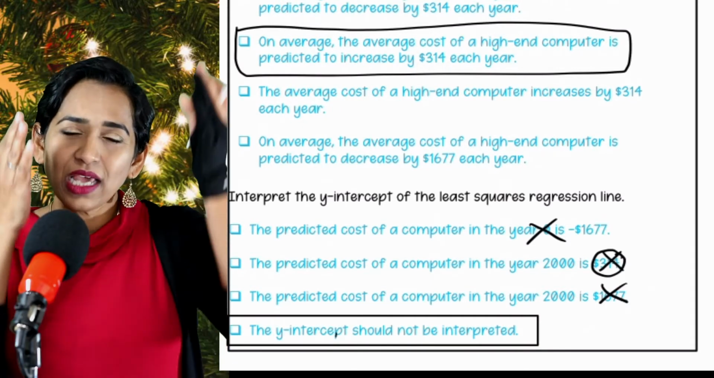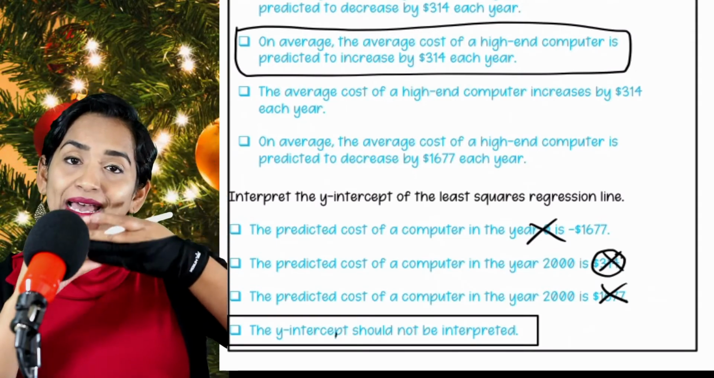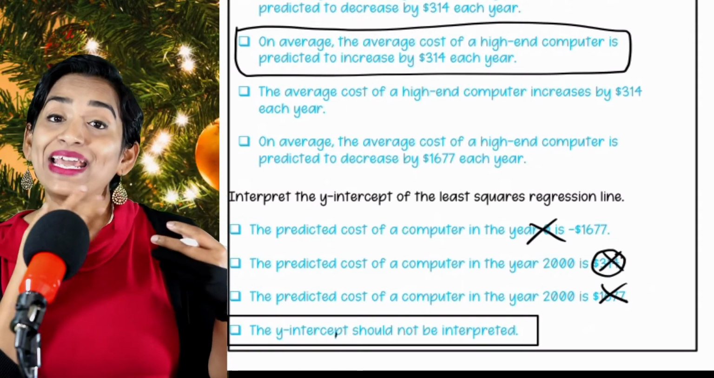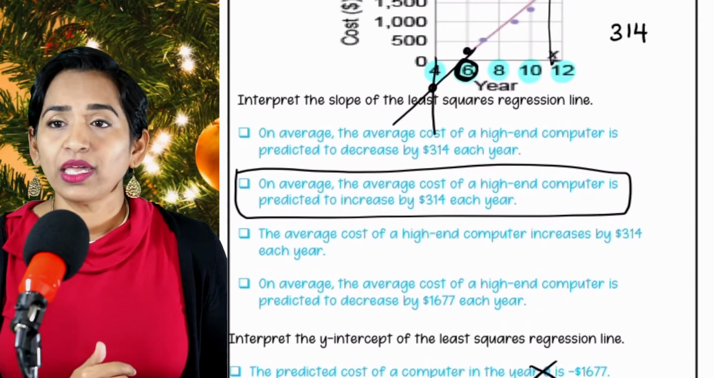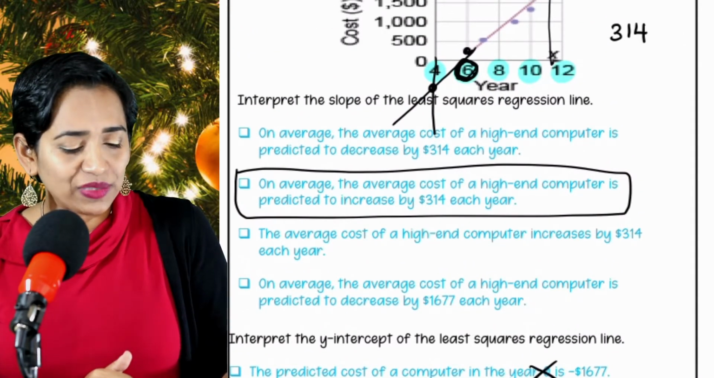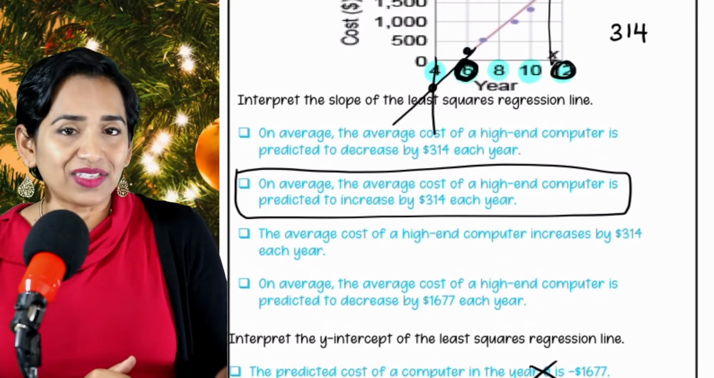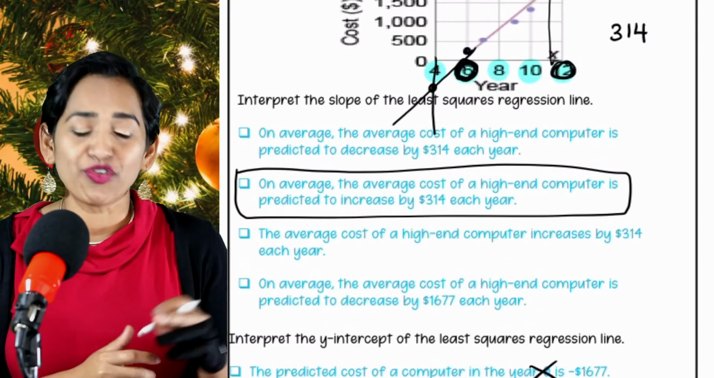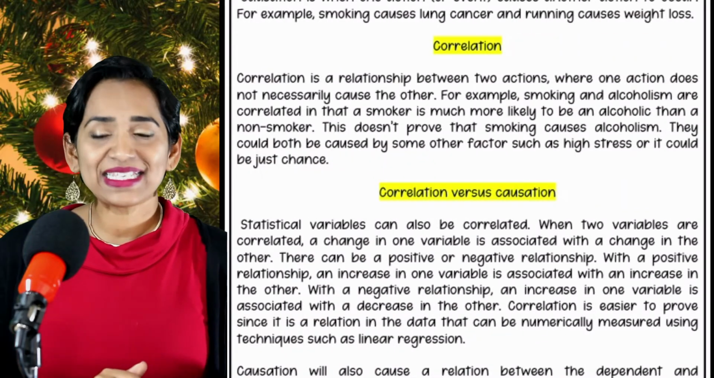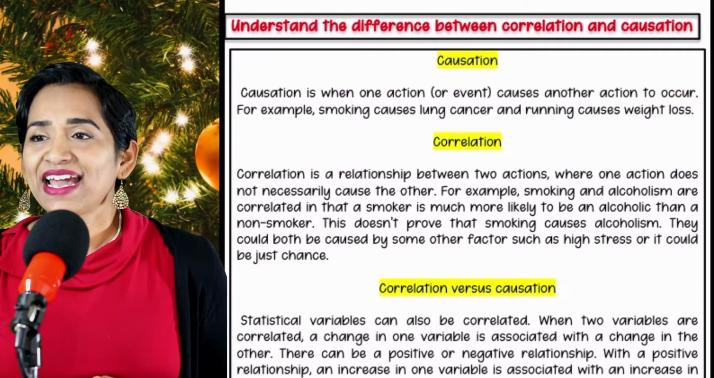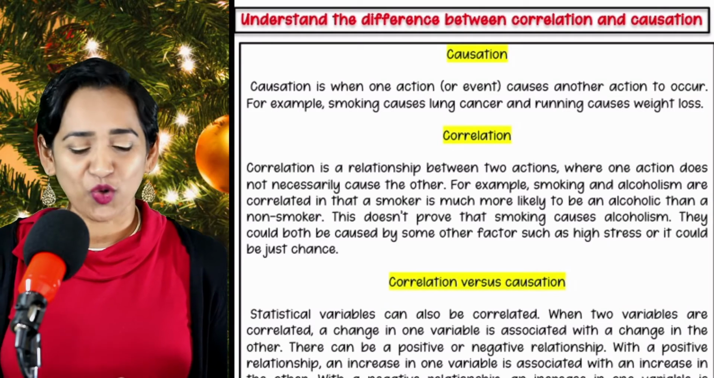Why? Because when I go all the way down, the y-intercept is when x is 0. But what are my values? What is my x range? My range is from 6 to 12. 0 is outside, so it's unreasonable. Fair enough? Now let's go ahead and take a look at the last topic of the course.